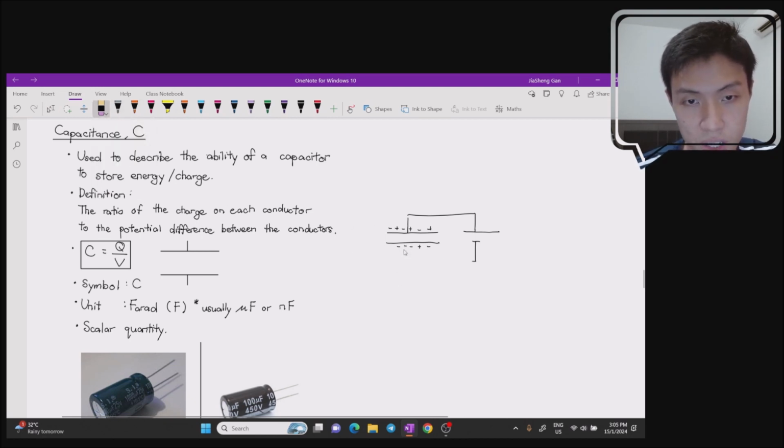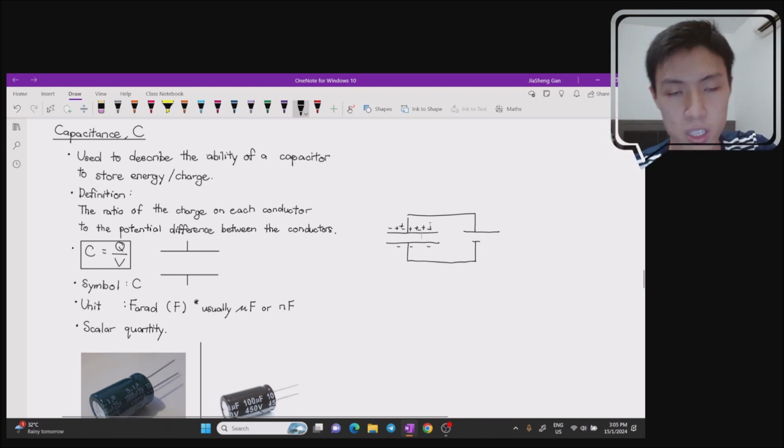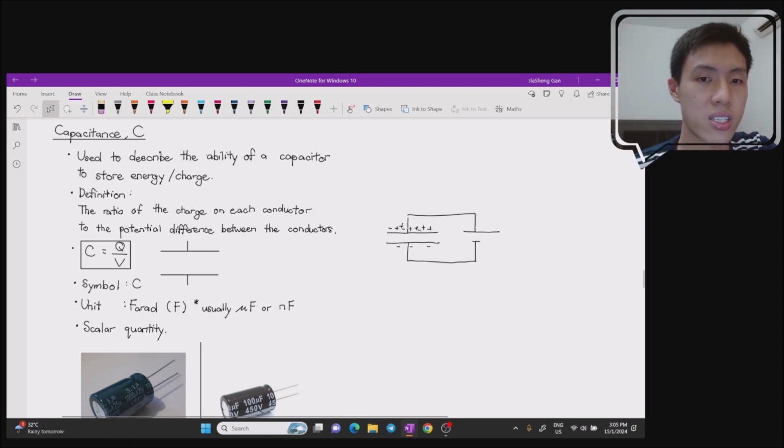I will represent it by removing the positive charge below, so there's less positive charge below and more positive charge above. There's a gain of positive charge at the upper plate and a loss of positive charge in the lower plate. If you look at it, the upper plate has more positive charge than negative charge, so the upper plate becomes positively charged, and we call it the positive plate. So there's positive charge being stored in this plate.